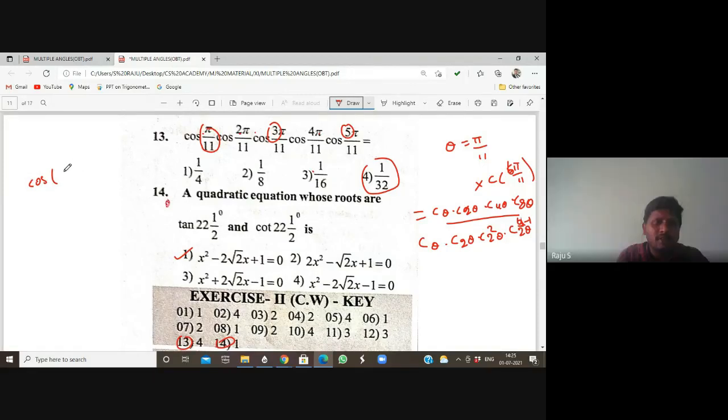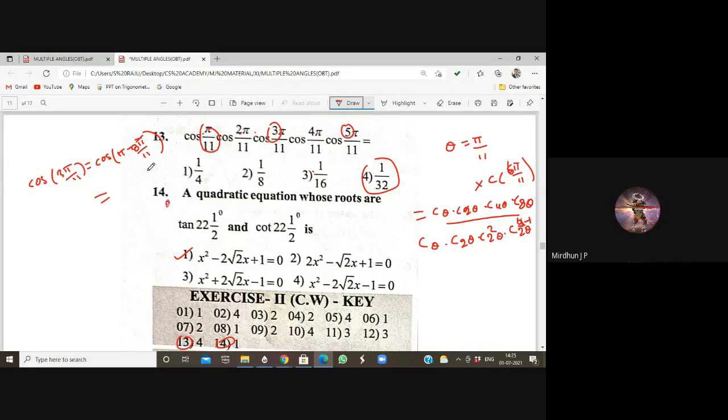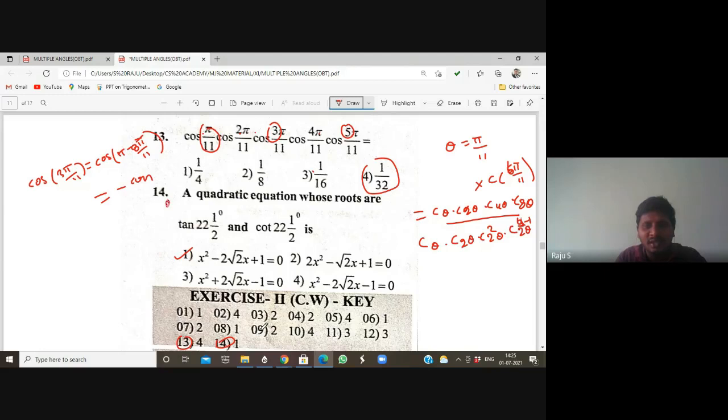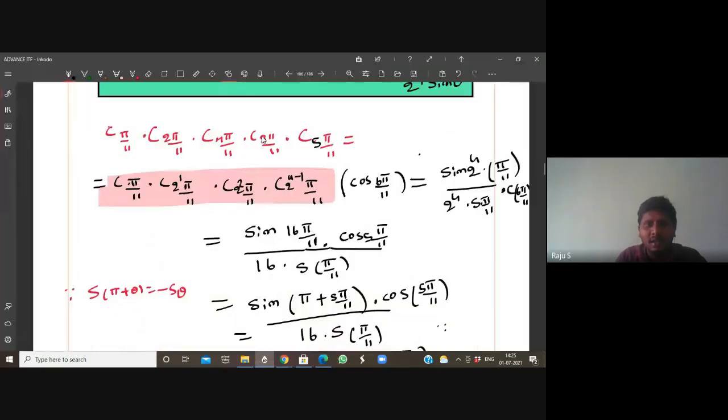Yes, sir. Cos 3 pi by 11 can be written as cos of pi minus 8 pi by 11. Am I right? Take LCM 11: 11 pi minus 8 pi becomes 3 pi. But what is cos of 180 minus theta? Minus cos theta. Did we write directly here 8 pi by 11? Yes, sir. Did we write a minus? No, we did not write.